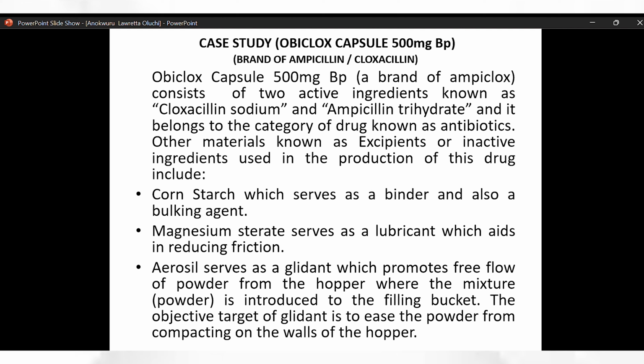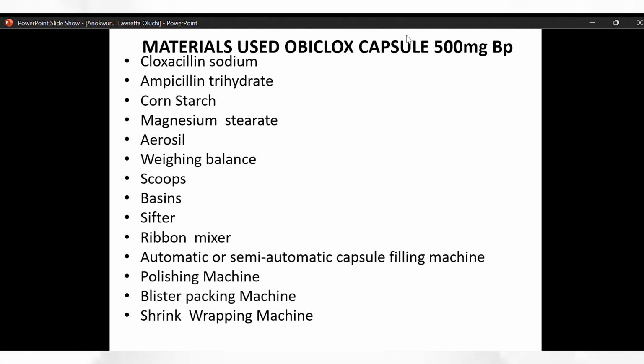No, that's not my job as a biochemist. My job as a biochemist is, since I have a particular drug, I should be able to know what the biochemical role of this drug is in the body of a living organism. What are the pharmacodynamics and pharmacokinetics of this particular drug? How does it produce its effect? And then the materials used in production of this capsule.